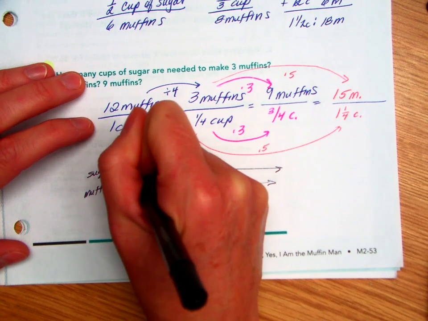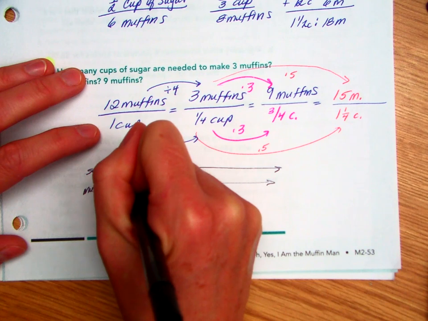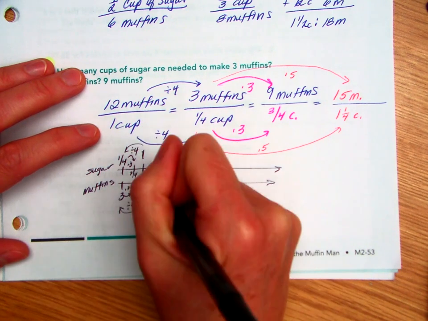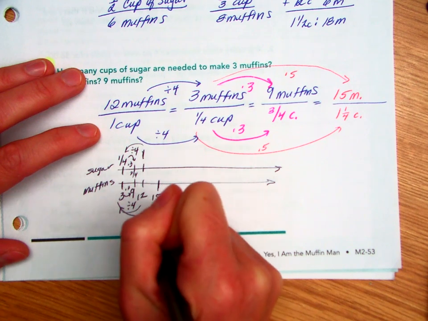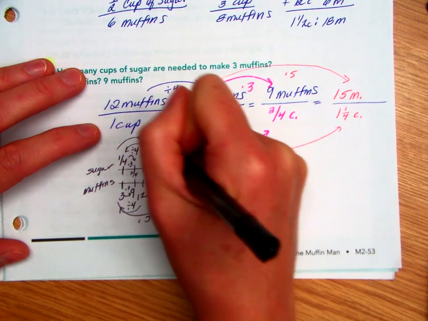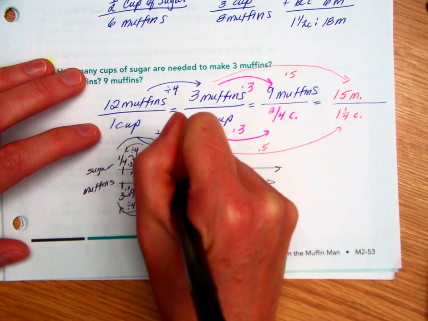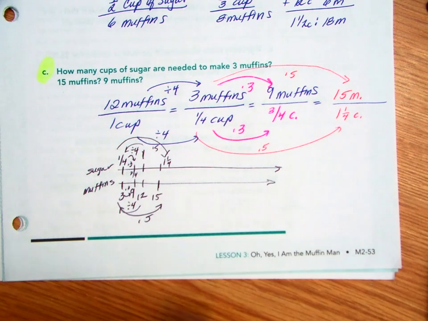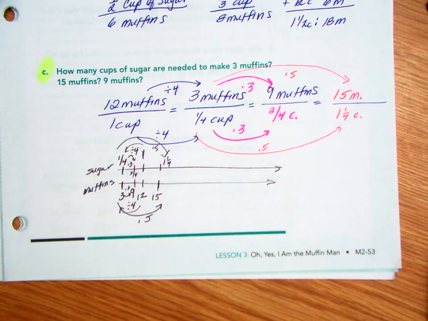1/4 times 3 would be 3/4. I could scale way up to 15. I could go from 3 to 15 times 5, which means I can go from 1/4 times 5, which is going to give me 1 1/4. All the proportions can also be placed on the double number line.